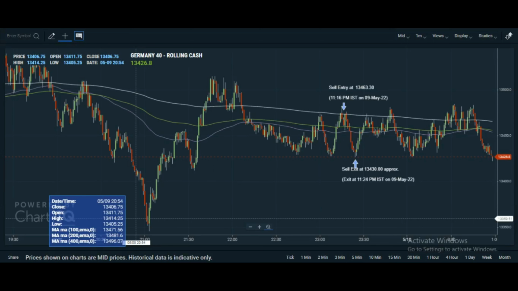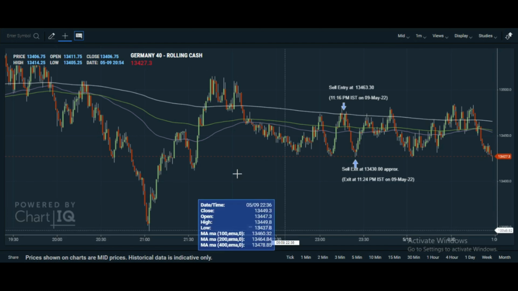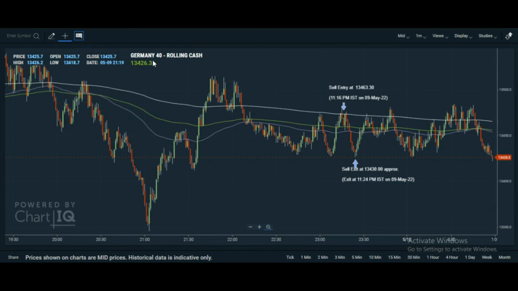Today I am going to talk about a short trade which I took in the German index that is called DAX. The exact name of the instrument is Germany 40 rolling cash. You can see it written over here. So it was a short trade.